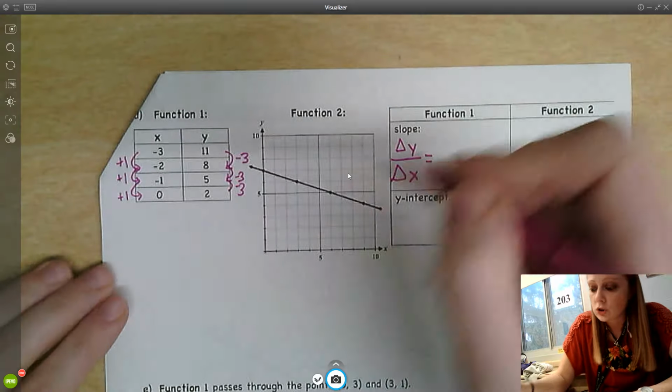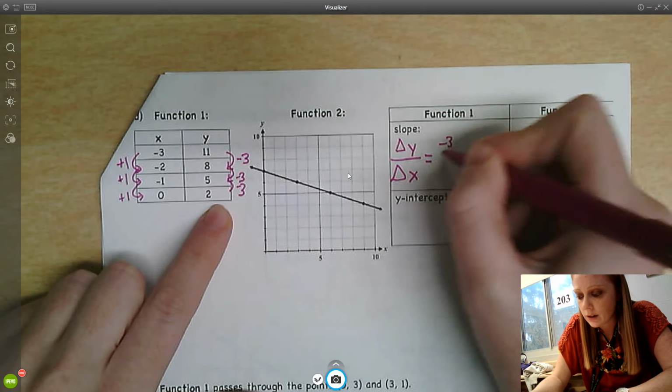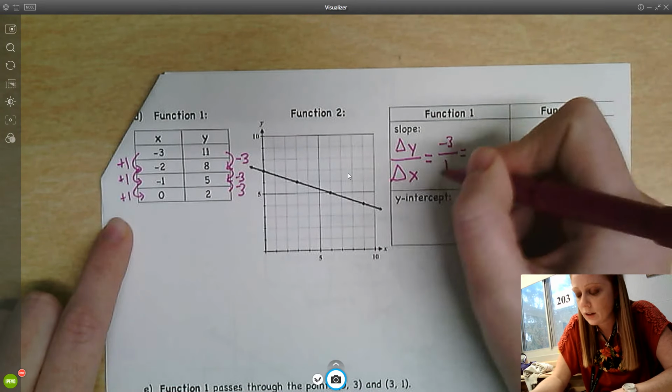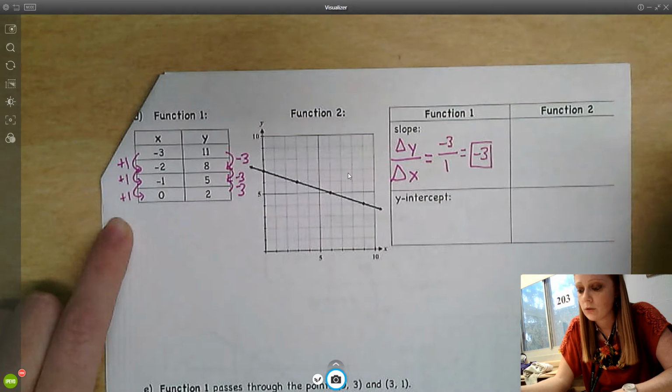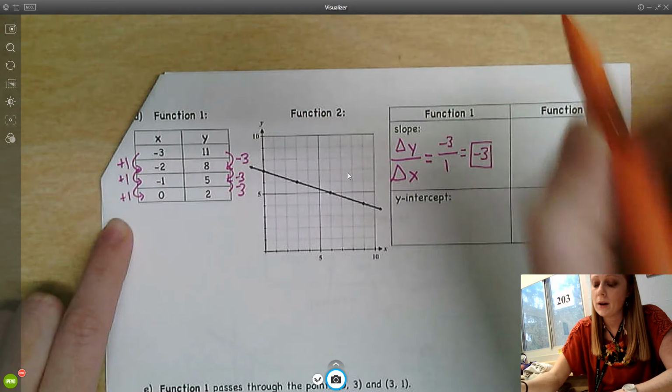Okay, so our slope, change in y, is negative 3. Change in x is 1. Negative 3 over 1 is negative 3. Great, let me find my slope for my graph now.